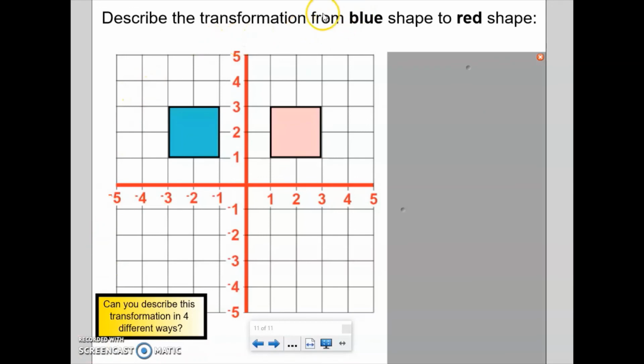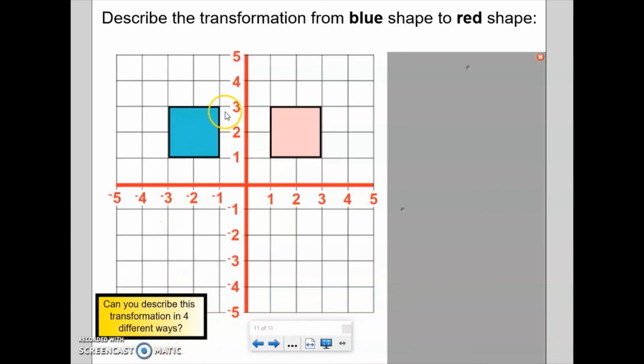And here's the last question for you to have a go at. So this time I put a transformation on the screen. As always, we're going from blue shape to the red shape, but this time it's a bit of a challenge question. I'd like you to describe this transformation in 4 different ways.